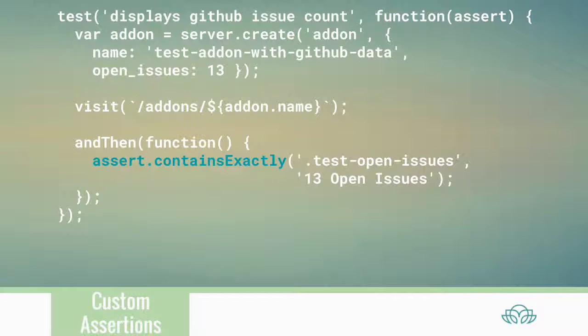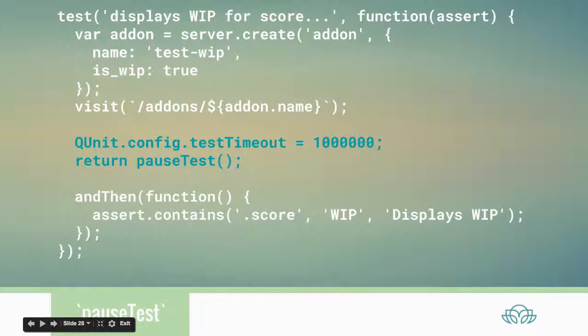Good for me. So here's an example of using the custom assertions. You can call assert.containsExactly with your selector and the text you want it to be. And this is very useful. I find contains exactly especially good when you have numbers, because if you just do :contains, it could contain 13, but the number there could be 137 or 713.